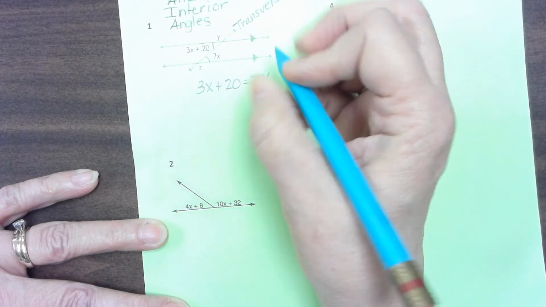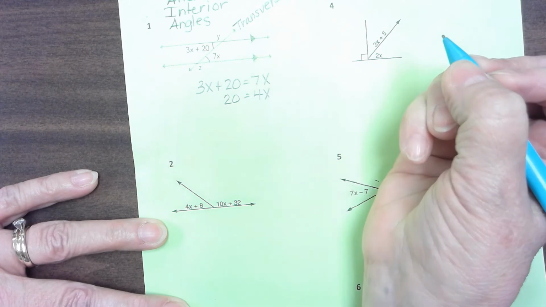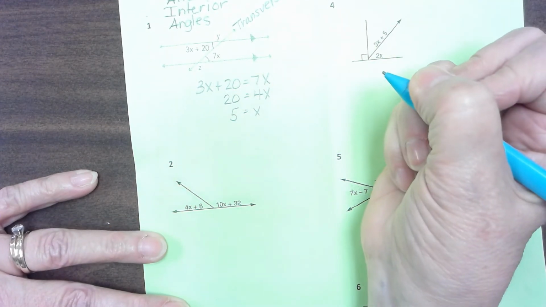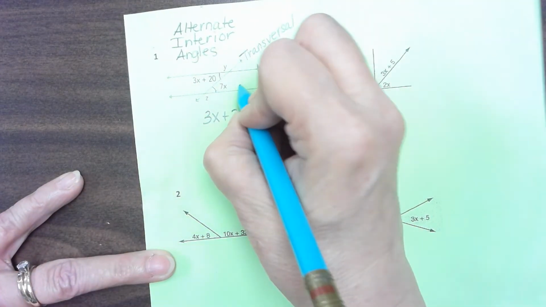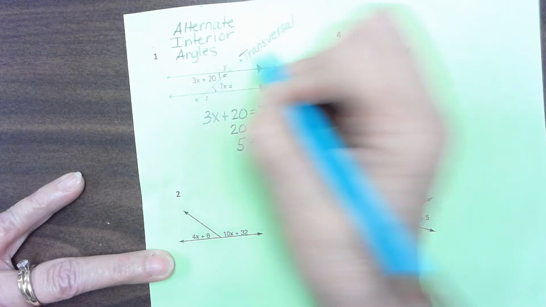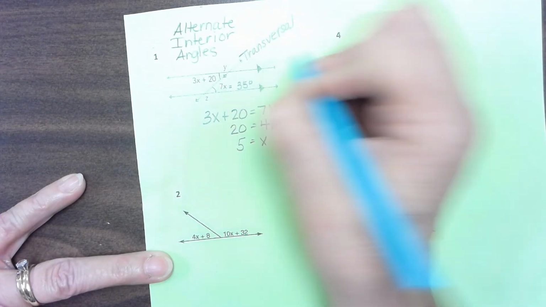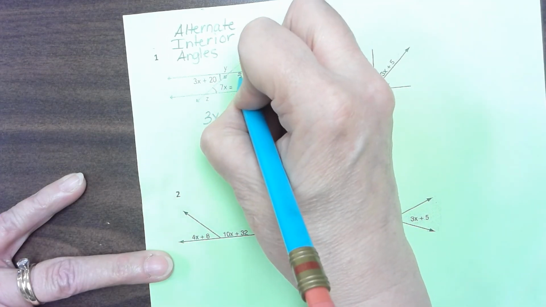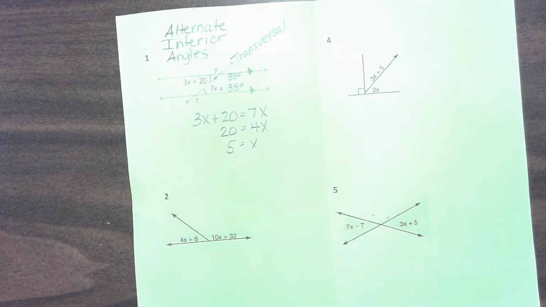We subtract 3x from both sides, so we get 20 is equal to 4x. Divide by 4, and x is equal to 5. I'd like you to take this a step farther. Substitute in and tell me what the angles are. 7 times 5 is 35 degrees. And 3 times 5 is 15 plus 20 is 35 degrees. So we truly do see that these angles are congruent.